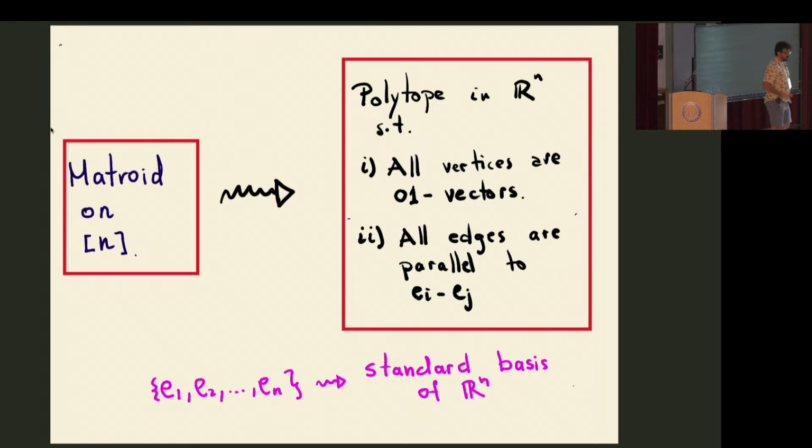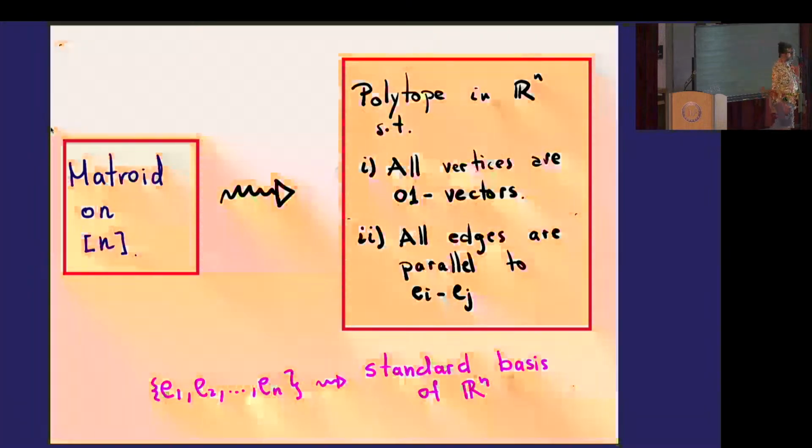Okay, so I'm going to talk about unbounded matroids, and I'm going to give a slightly different definition of a matroid. So bear with me for a few minutes. But I want to talk about matroids on the ground set n, so the numbers from 1 to n. And the way I'm going to think about them is in terms of a polytope in Rn.